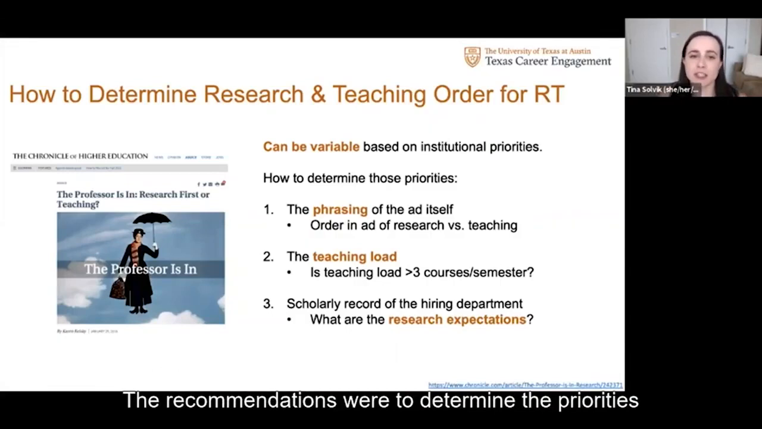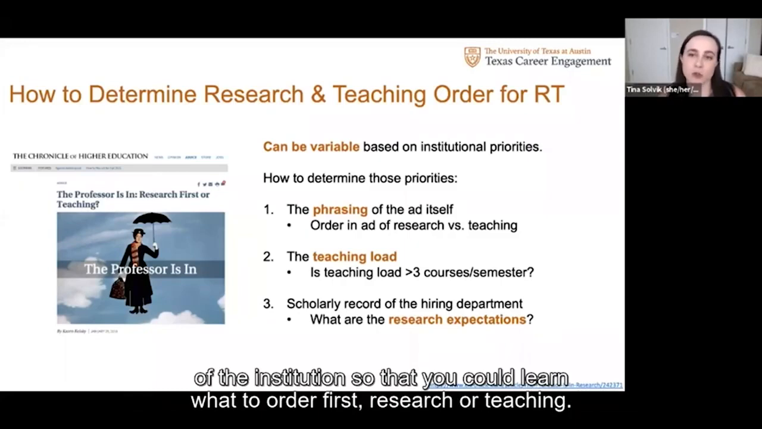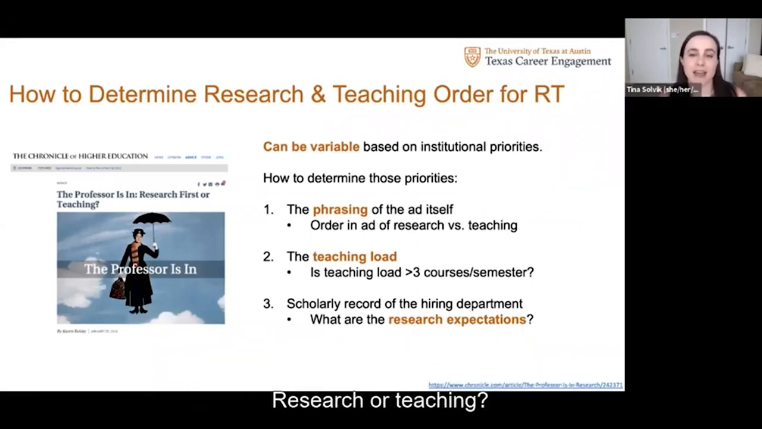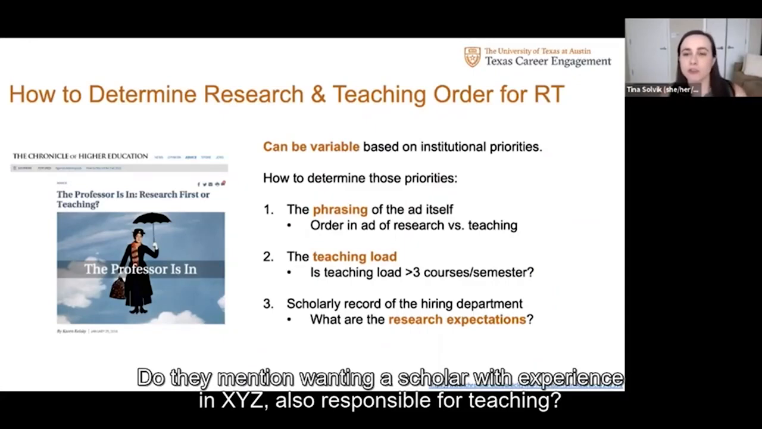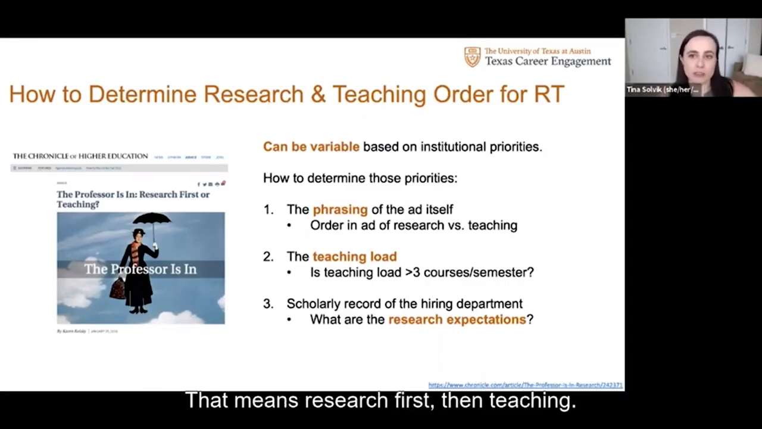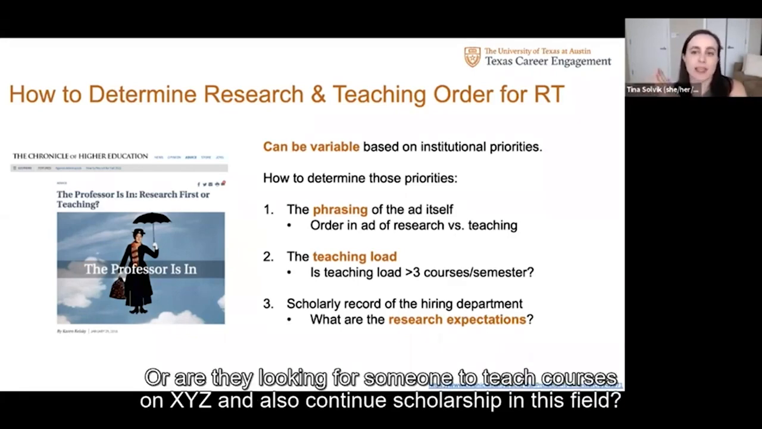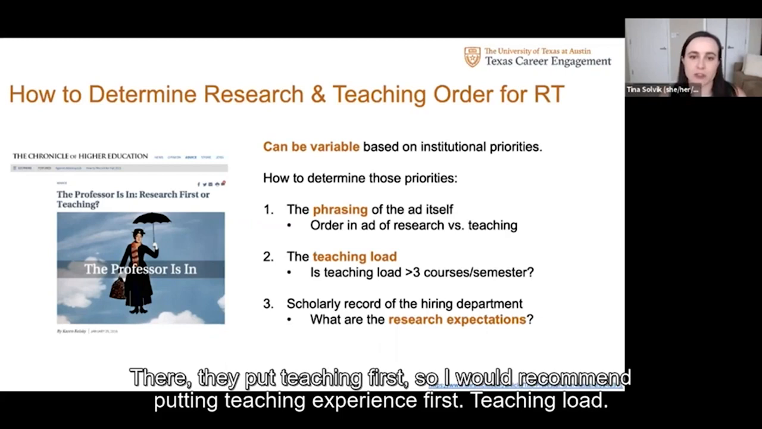So the recommendations were to determine the priorities of the institution so that you could learn what to order first, research or teaching. You should look at the phrasing of the ad itself. So what comes up first in the ad? Research or teaching? Do they mention wanting a scholar with experience in XYZ, also responsible for teaching? So that means research first, then teaching. Or are they looking for someone to teach courses on XYZ and also continue scholarship in this field? There they put teaching first, so I would recommend putting teaching experience first.